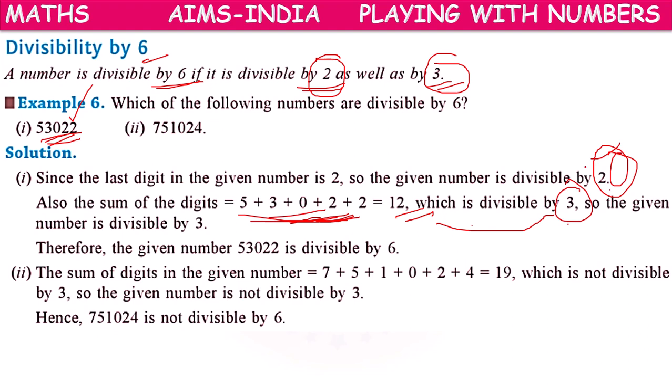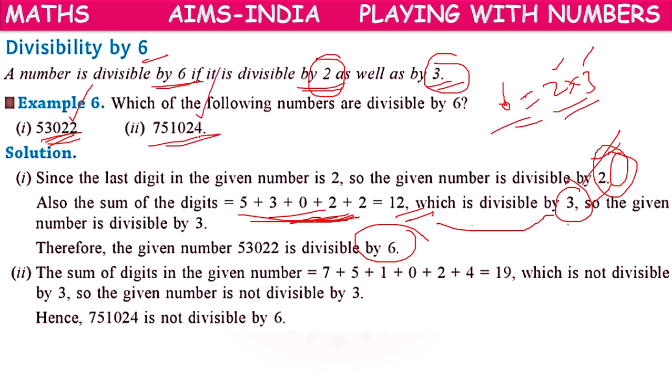So as it is divisible by both 2 and 3, it is also divisible by 6, because 6 is a combination of 2 into 3. That's why it is divisible by 6. Or this one: last digit 4, divisible by 2. What is the sum of all the digits? 7 plus 5 plus 1 plus 0 plus 2 plus 4 is 19. Not divisible by 3. So not divisible by 6.